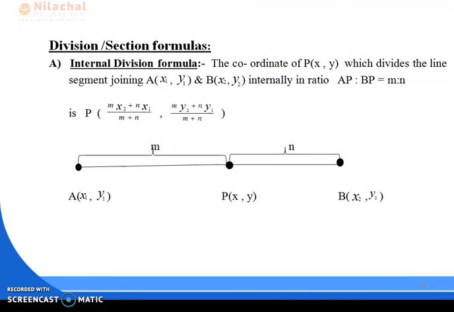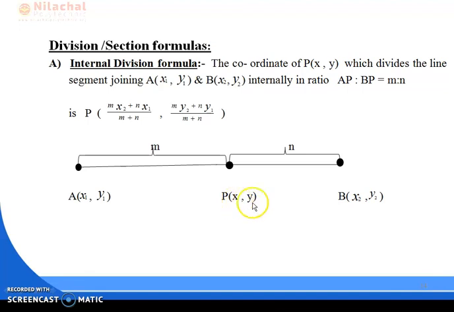Let's see, what do we mean by internal section formula or division formula? Let's see, A and B, 2 points are given. A point is x1, y1, B point is x2, y2. Then P is any point in between AB which divides the line AB in the ratio m:n. That means the coordinate of P, let it be x, y. This is a random point.